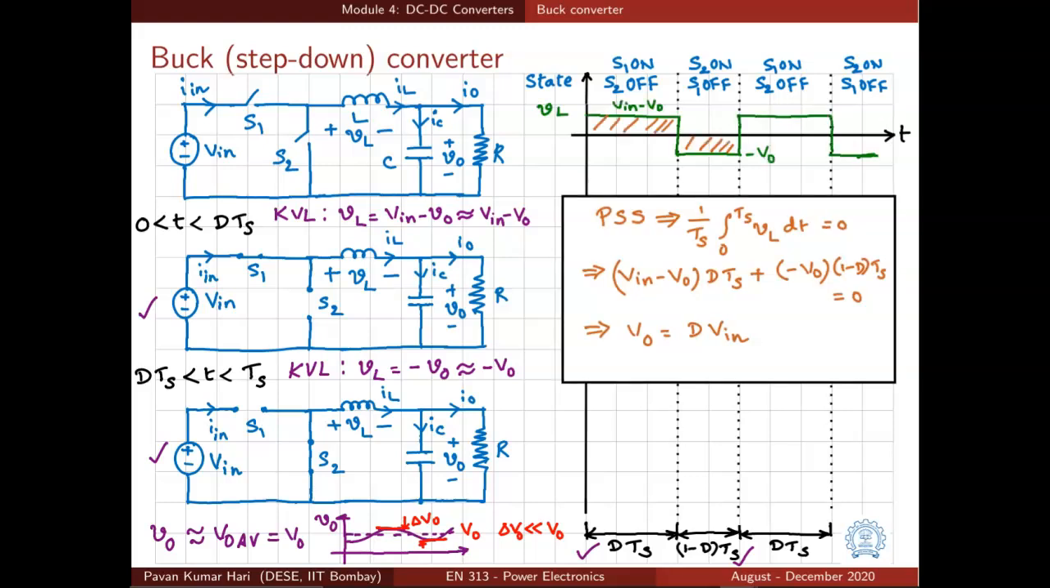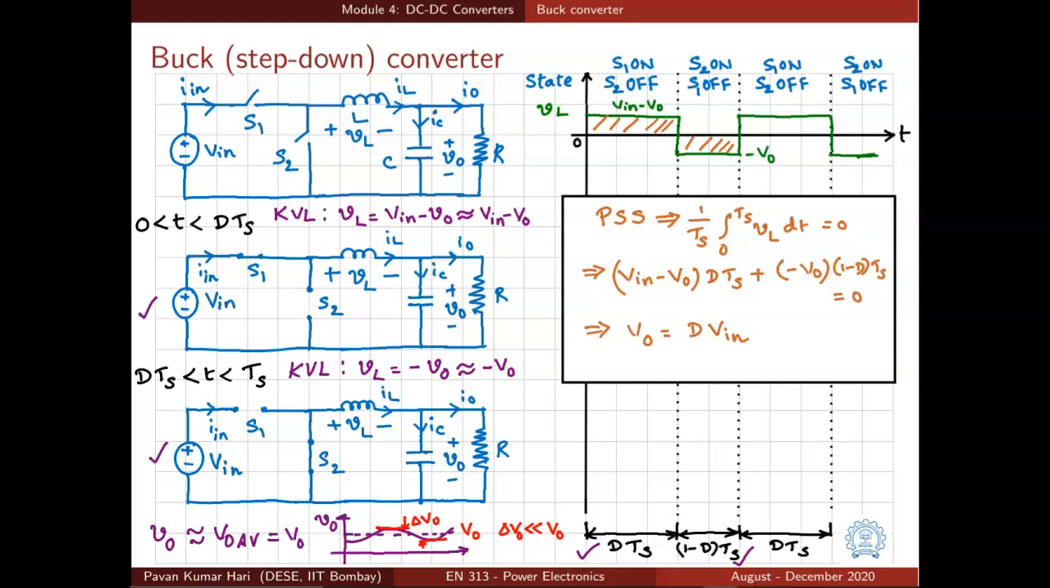The waveform of inductor voltage VL is also shown here, where the value of VL is V in minus VO for a duration of dTs, and that is almost a constant value with our small ripple approximation, and it is minus VO for the remaining time in a duration of Ts, that is 1 minus d times Ts. And the areas that are marked under the positive and negative portions of VL are equal. That means volt second balance is maintained and the average voltage across inductor is 0.